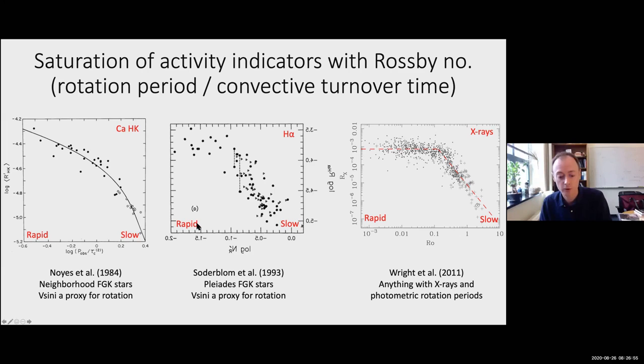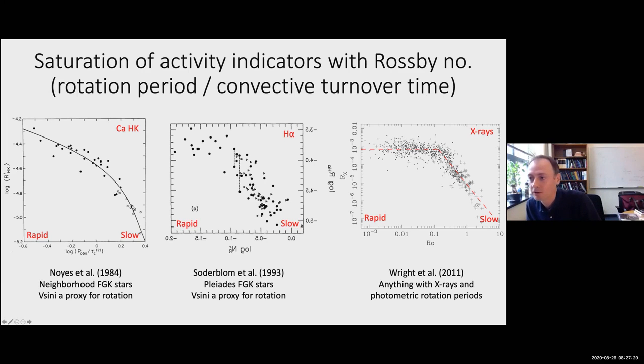Then later we have some work by Soderblom and collaborators in the 90s where they see the same effect, but they were studying FGK stars in the Pleiades. So these stars, because they're young, they're actually rotating faster, you can get to even lower Rossby numbers. And here you clearly see the saturation effect. At these low Rossby numbers, you're getting a saturation in this activity indicator. And in this case, the activity indicator is H alpha. I apologize for these appearing odd; I had to flip the plot to match it to the other one. If you go to their paper, you can see it flipped the other way.